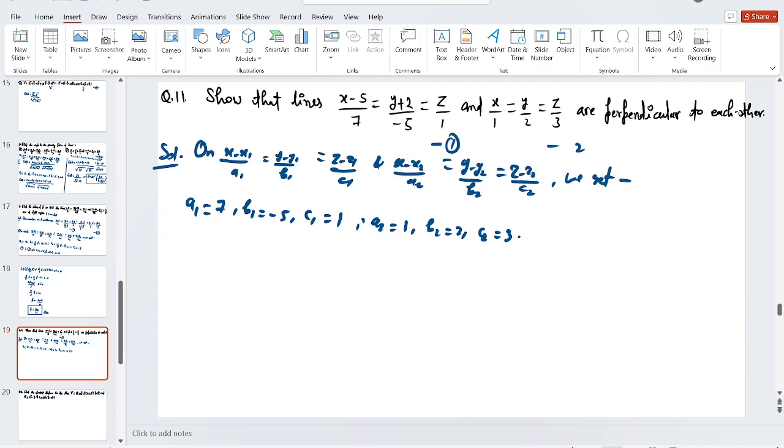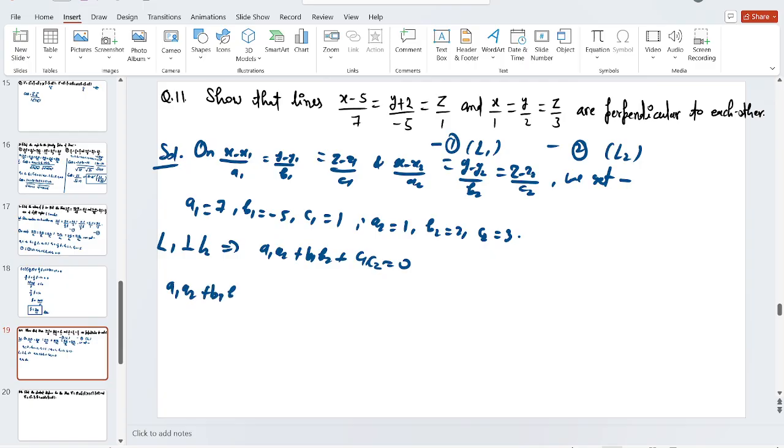Suppose this is the line L1 and this is the line L2. L1 and L2 are perpendicular only if A1 A2 plus B1 B2 plus C1 C2 is equal to 0. Okay, so if you solve this, A1 A2, B1 B2 and C1 C2.